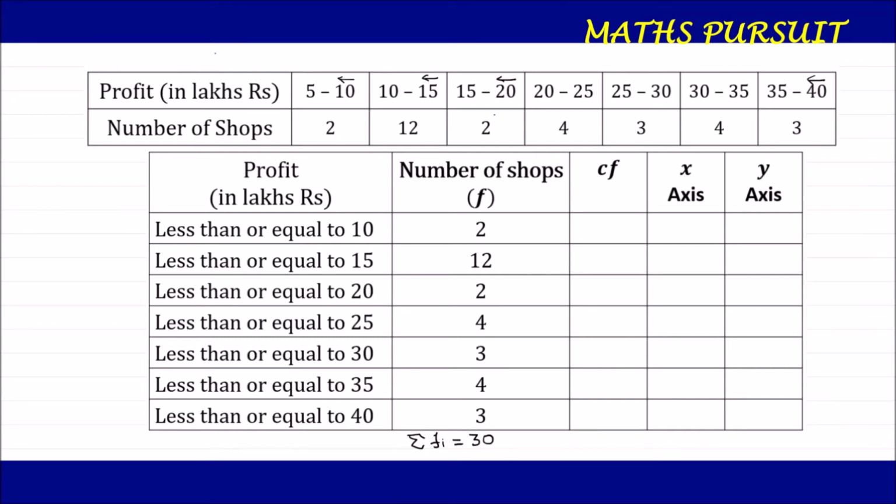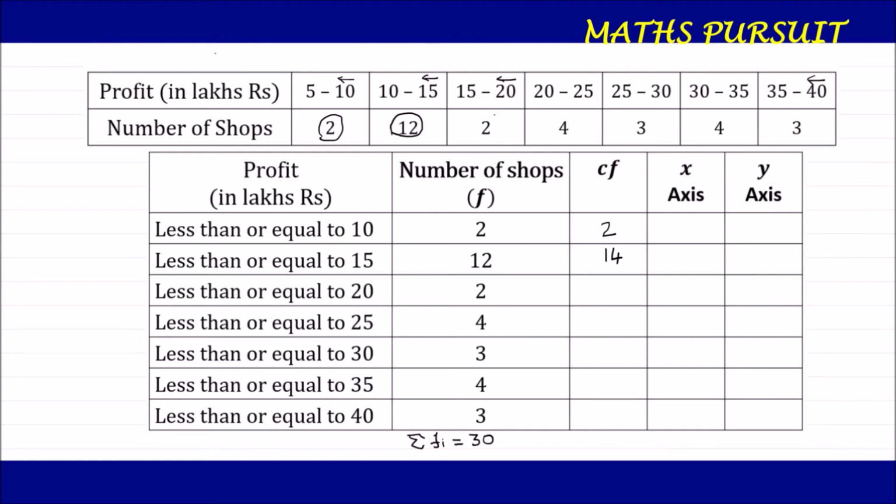The cumulative frequency is something we can find easily, but the logic behind it is like this. Here the data is less than or equal to 10, which means our data lies within 10. So the first item is 2. For the second item, the data is 10 to 15, which means less than or equal to 15. Less than 15 also covers these two, so the cumulative frequency is going to be 14.